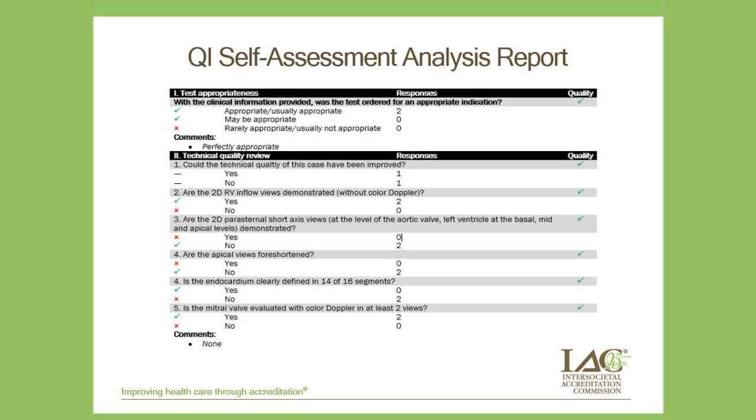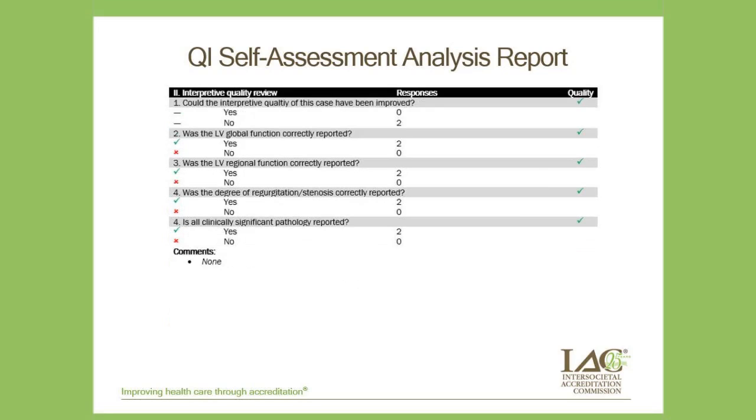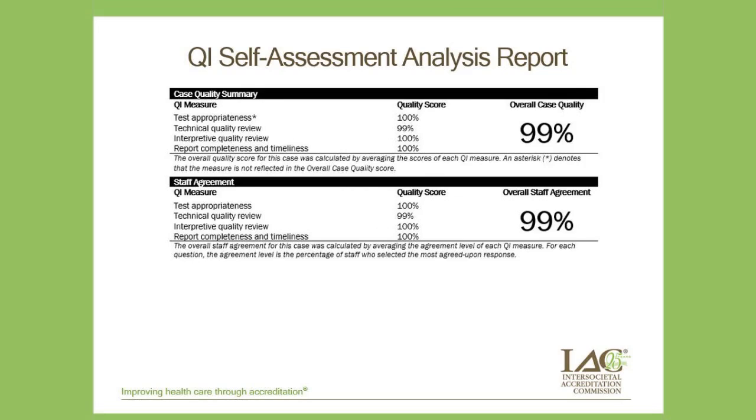This is an example of an analysis report for test appropriateness and technical quality review. Here's an example report for interpretive quality review. And finally, an analysis report for report completeness and timeliness. All participants will receive an overall quality score, which is based on your evaluation of the 4 quality measures of test appropriateness, technical quality review, interpretive quality review, and report completeness.